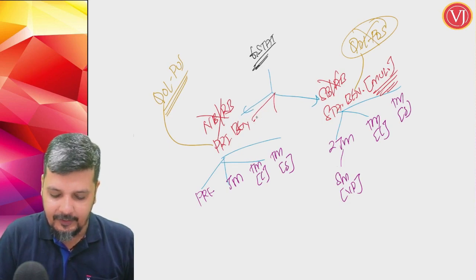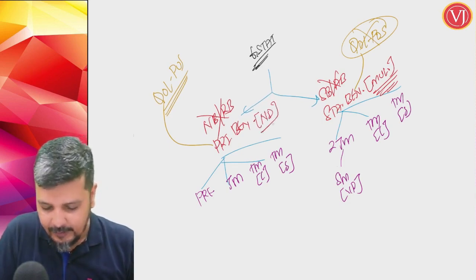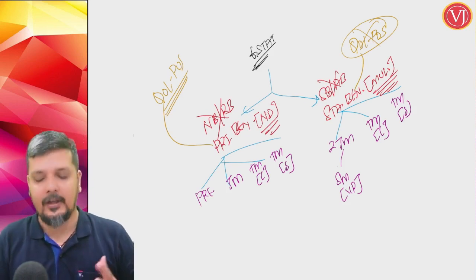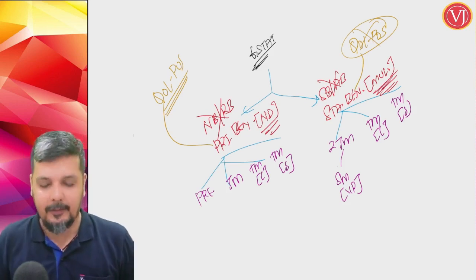So as far as the principal bench is concerned, it is at New Delhi. State benches will be there in each state based on the request from the state, and one state can have multiple state benches.